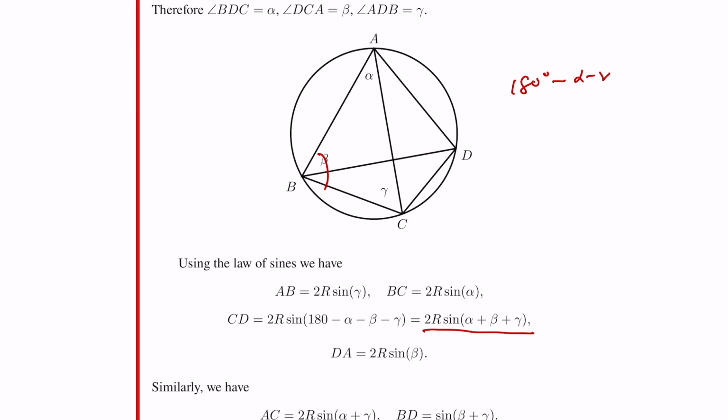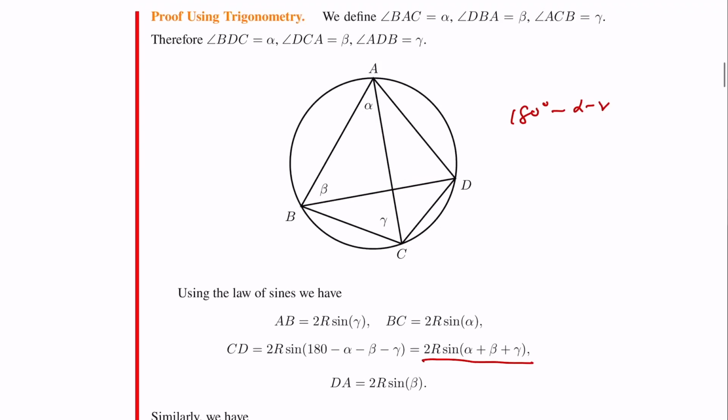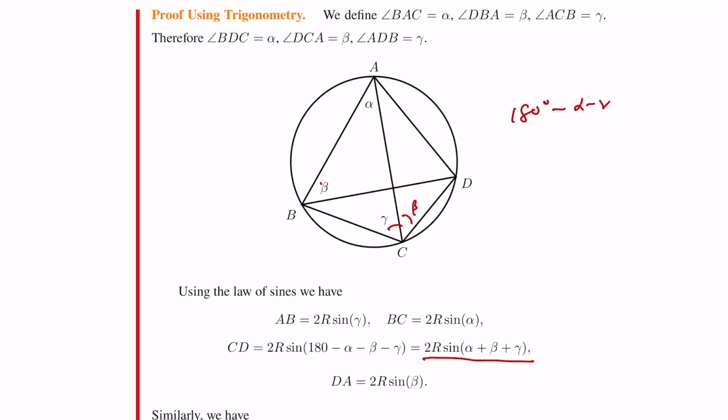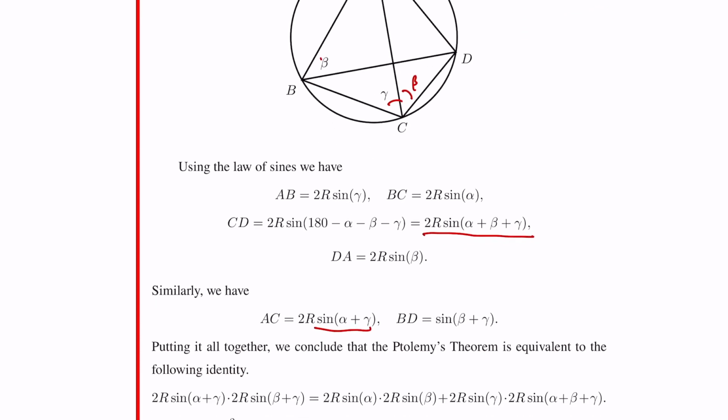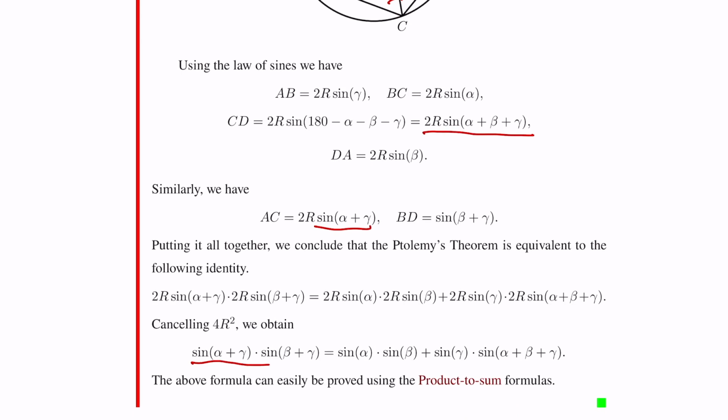So what is BD? So this is BD. And this angle is gamma. But this angle is beta because they are the same inscribed angle. So BD is that. If we put everything together, we will see that the capital R can be cancelled. And we are left with this identity that we need to prove. Because everything is turned to the sine of some angles, this equality is equivalent to Ptolemy's theorem.